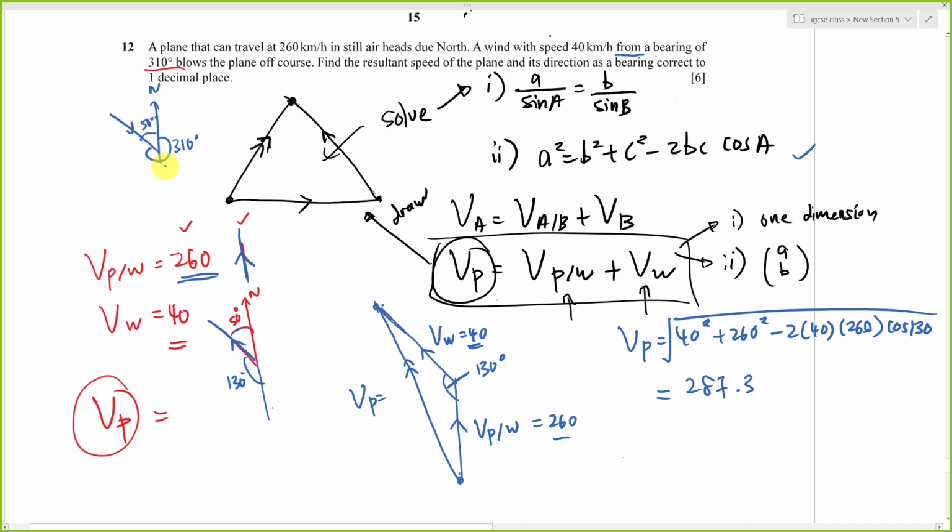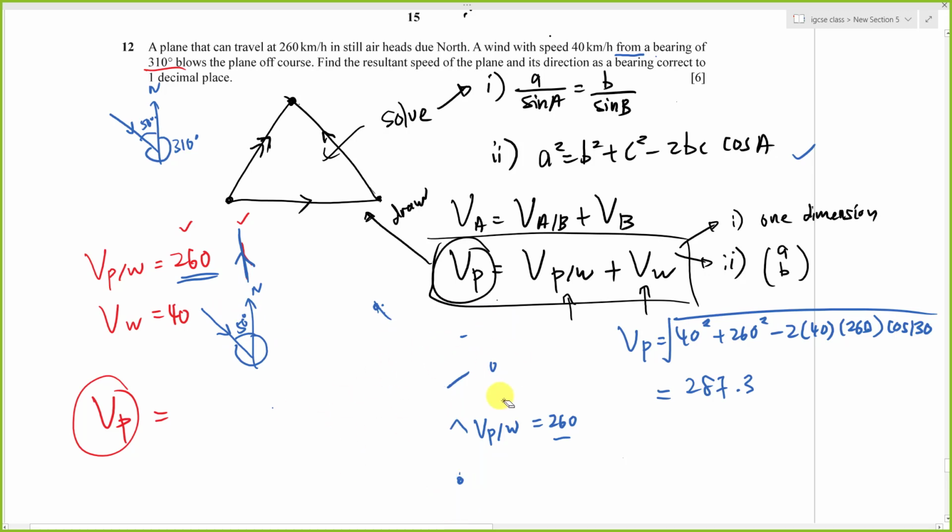So the difficult part about this question is you kind of need to understand the direction, or else, because maybe just now I overthought things or what. Yeah, my direction is wrong, so my triangle is wrong. So this is north. This is 310. So from the 310 should look like this. So 50 degrees here. Then I reform my triangle.